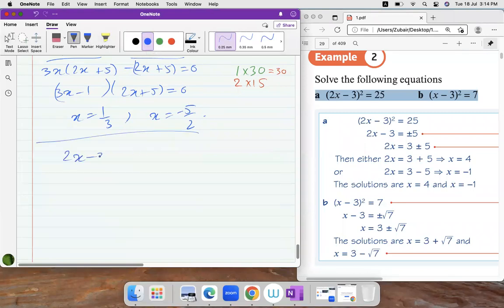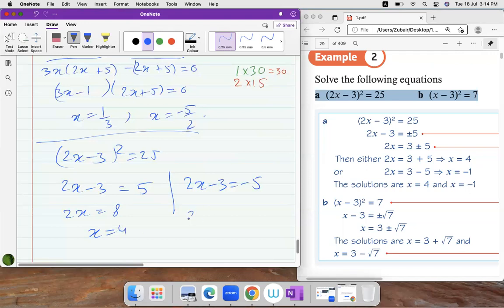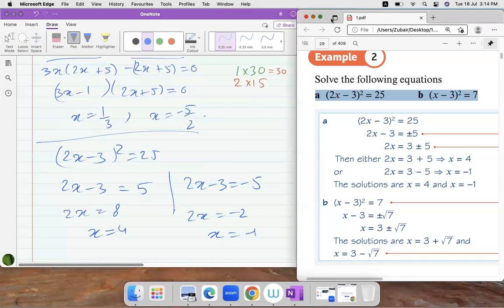this is 2x minus 3 whole squared equals 25. Taking square root on both sides, 2x minus 3 equals plus 5, first. 2x minus 3 equals negative 5, second. So 2x equals 8, x equals 4. The other is 2x equals minus 2, x equals minus 1.